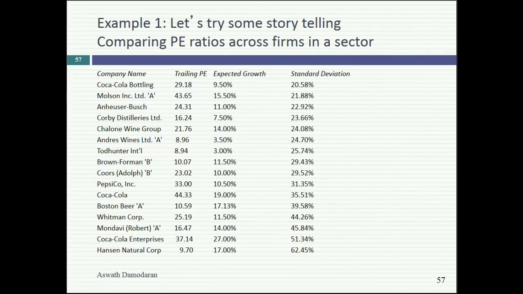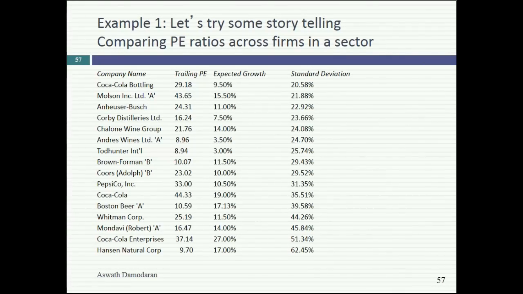You know what Hanson Natural does, right? They produce these Hanson Natural sodas that you might have seen. André Wine produces champagne that's so cheap that you get a headache just watching the commercials. The only time you see their commercials is just before Christmas. But I'm picking those two companies because they have really low P/E ratios.